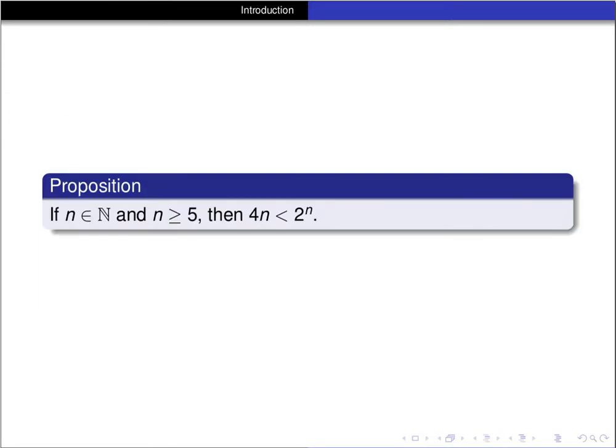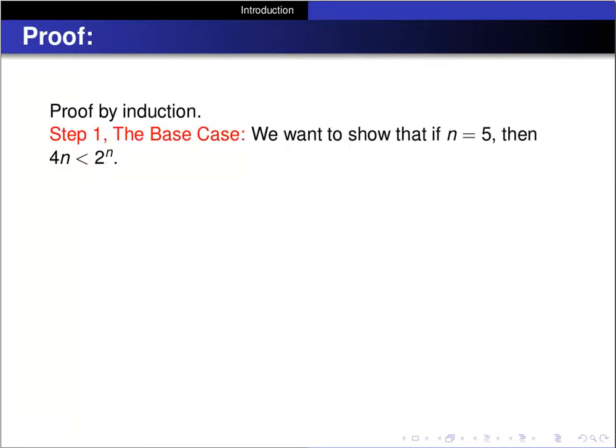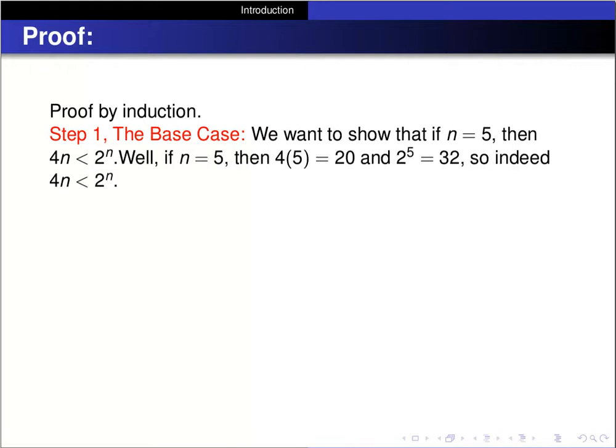Let's see an example. Let's prove that if n is a natural number greater than or equal to 5, then 4 times n is less than 2ⁿ. Proof by induction. Step 1 is the base case. We want to show that for n = 5, the statement 4n < 2ⁿ is true. Well, if n = 5, then 4 times 5 is equal to 20, and 2⁵ is 32, so indeed it's true that 4n < 2ⁿ.